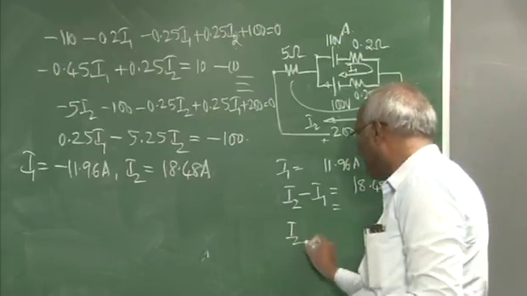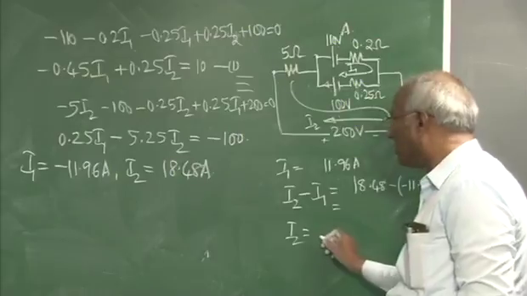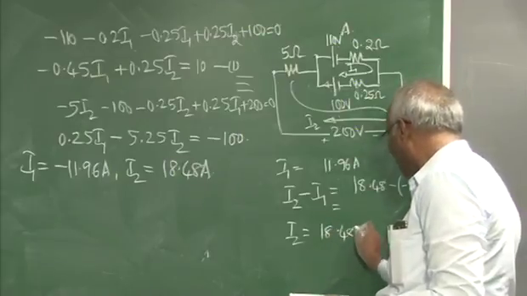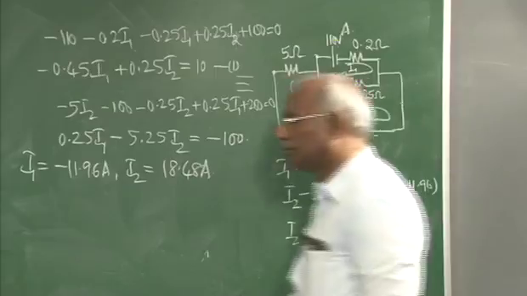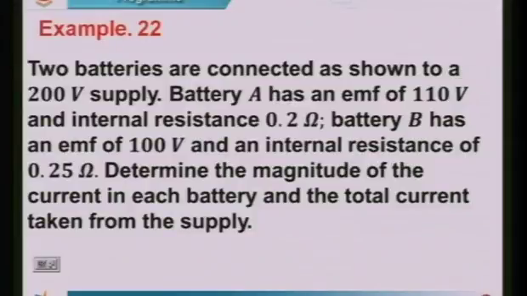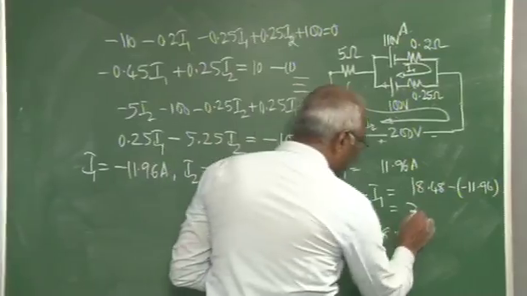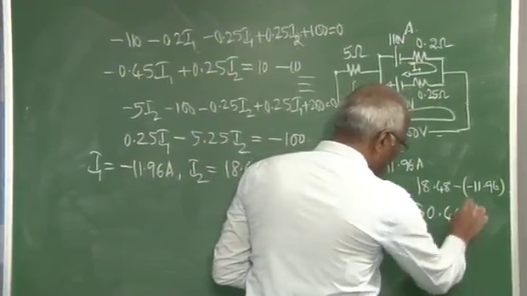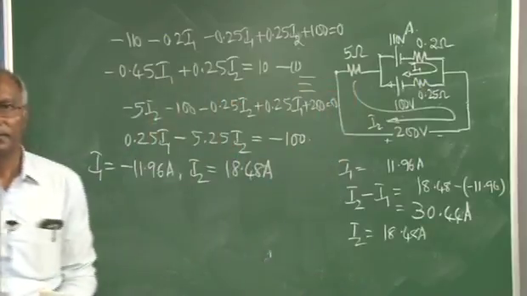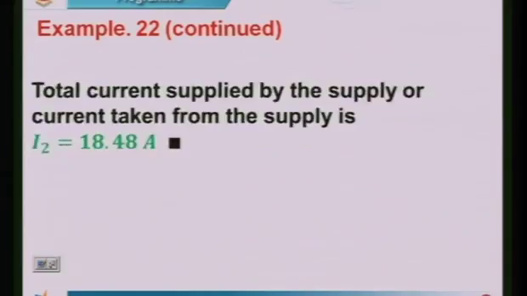I2 is nothing but the current supplied by the 200 volts battery, I2 equal to 18.48 amperes. That's 18.48 minus of minus, that comes to 30.44 amperes. And the total current supplied by the supply, or the current taken from the supply, is 18.48.